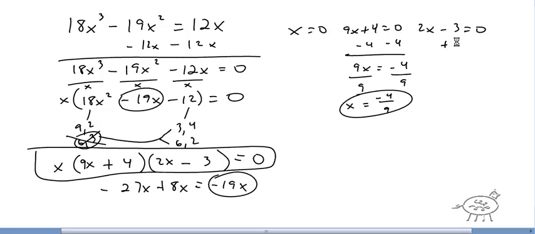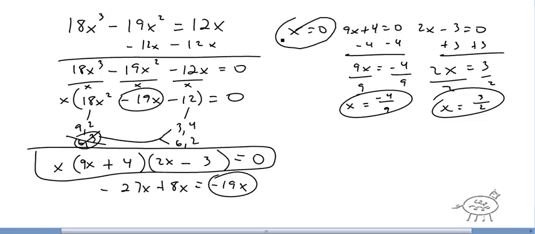And this one, add 3 to both sides. So 2x equals 3. Divide by 2. x equals 3 halves. So there you go. Okay, so x equals 0, negative 4/9, and 3 halves. So that's the only difference between these problems and the problems from before: these problems you have to factor first and then solve. The problems in the past were already factored for you.